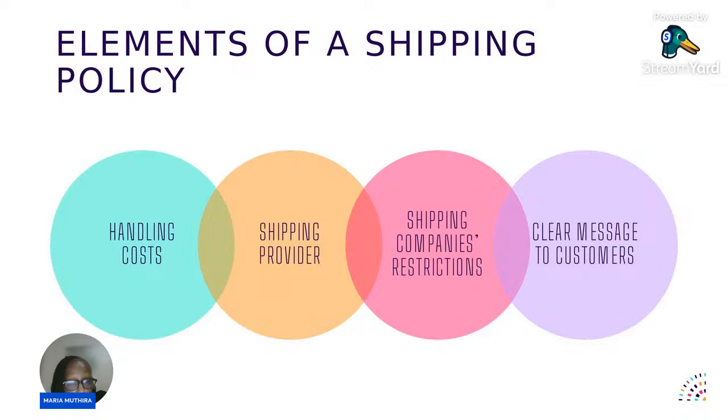The shipping provider, this is the company that you will use to ship. The shipping company's restrictions. It's good to have the shipping company restrictions so that the buyer will know if there are any restrictions. And also, you should have a clear message to the customers. The message should be very clear. It should not be ambiguous. It should be clear and straight to the point so that the customer is able to understand the policy.